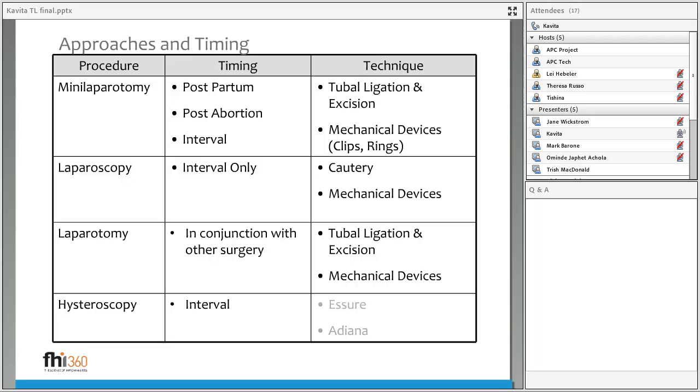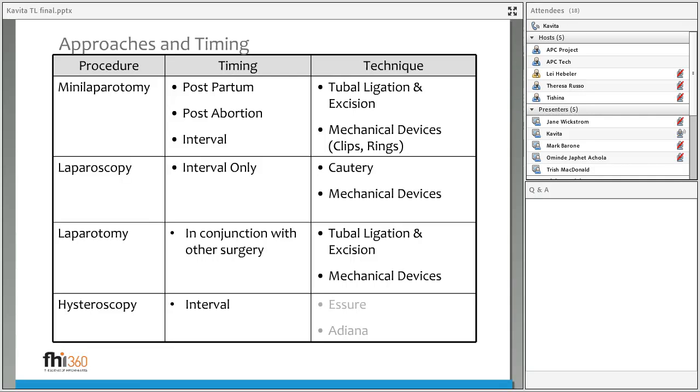In terms of the surgical approaches, there are several procedures that can be used. One, which we'll focus on a little more in the next slide, is something called mini laparotomy, which can be done either postpartum, post-abortion, or in between pregnancies. And when a mini laparotomy is done, one can either use a technique called tubal ligation and excision, and I'll show you a little bit about these techniques over the next few slides, or can use mechanical devices.